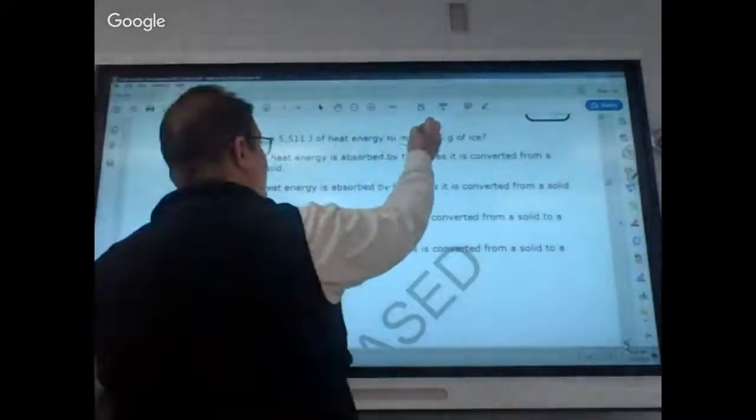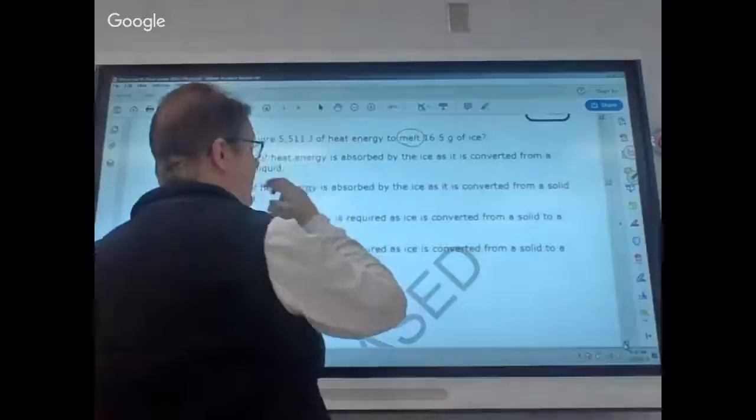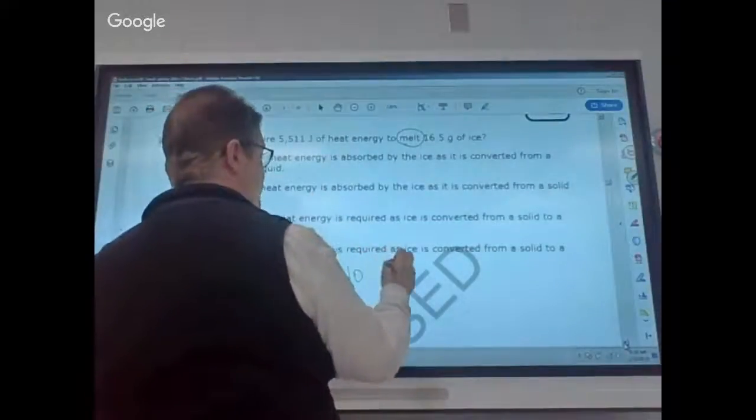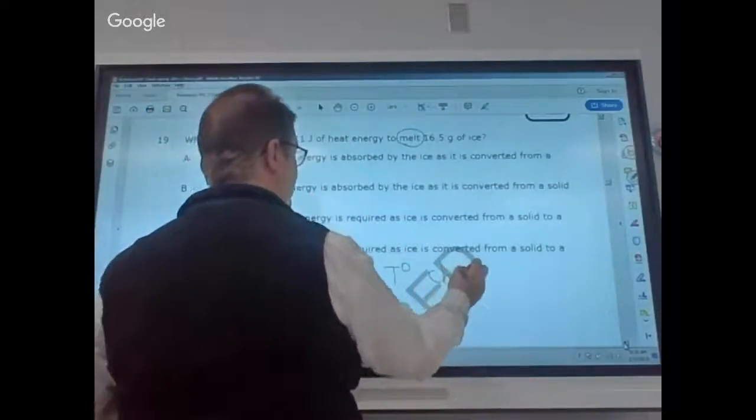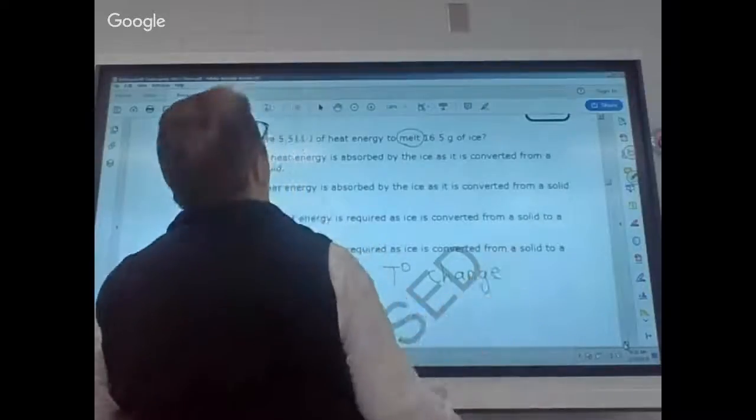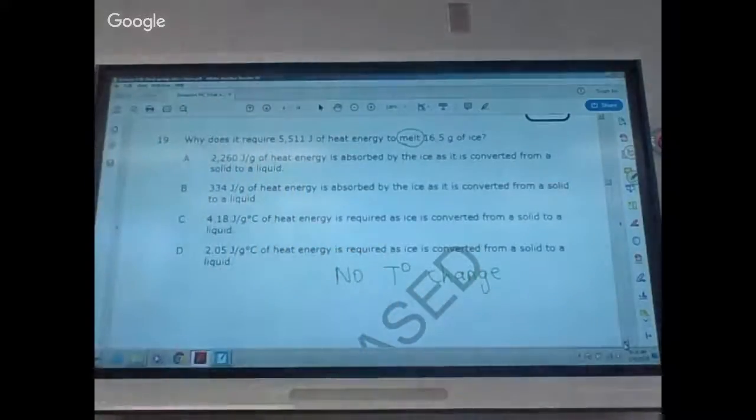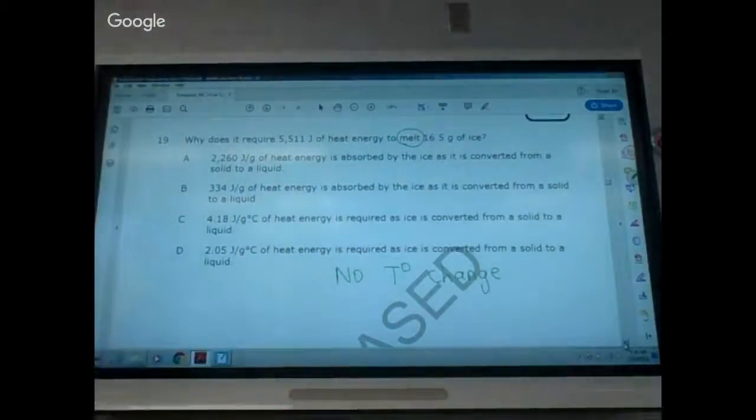This is a student now. It says melt, and there's no temperature change.